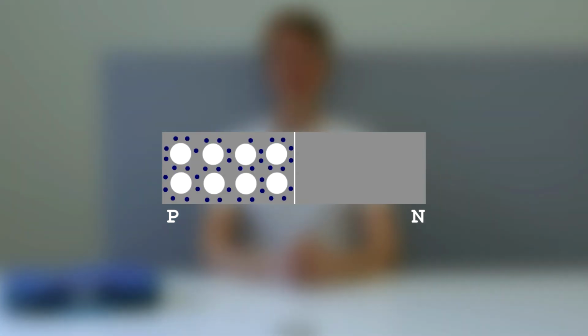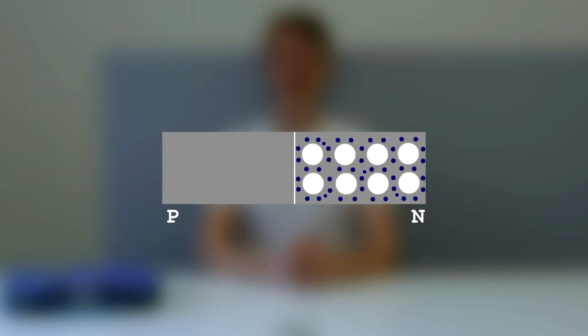A diode consists of one p-type and one n-type semiconductor. P stands for positive and means that the material has spaces in its electron band. N stands for negative and means that there is an excessive amount of electrons in the material's electron band.